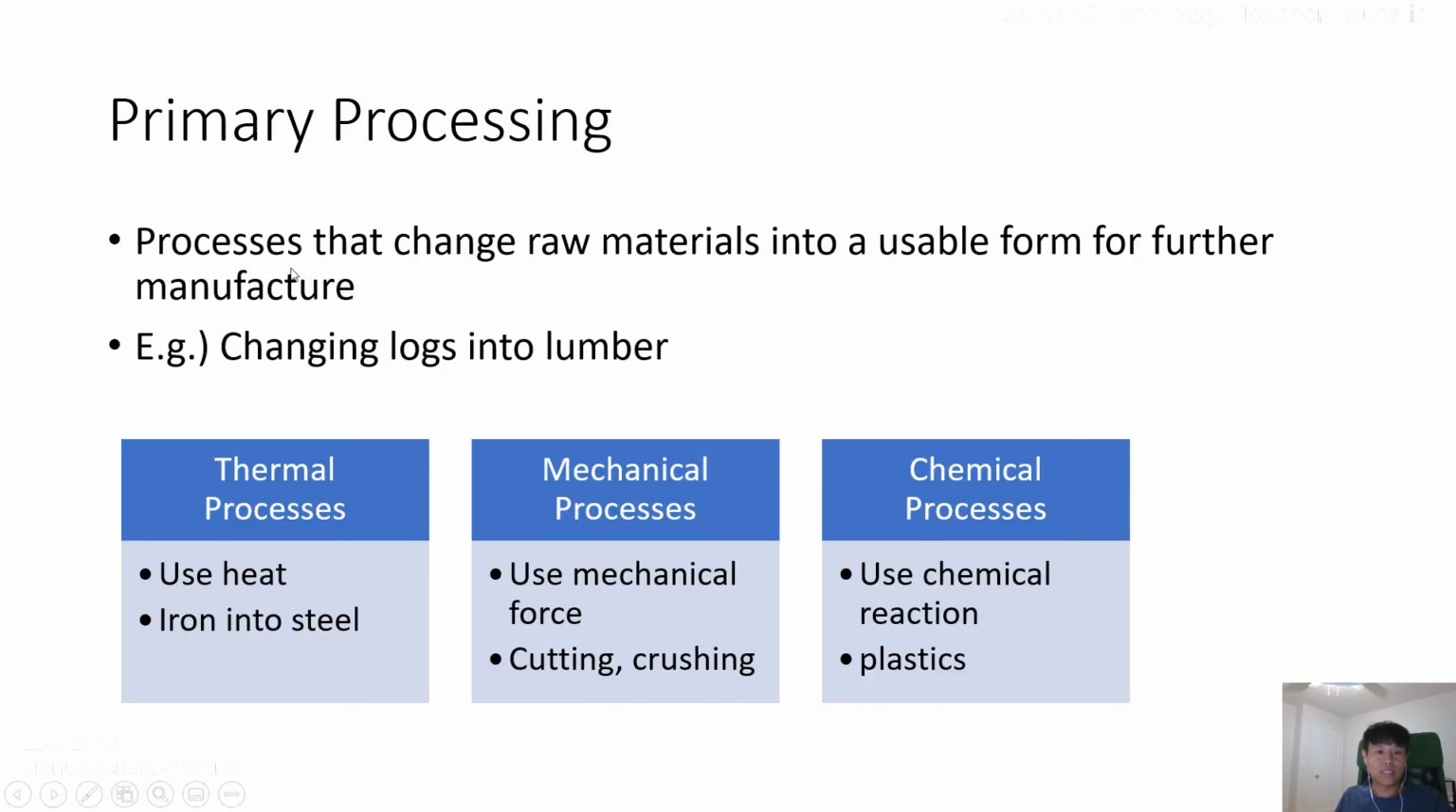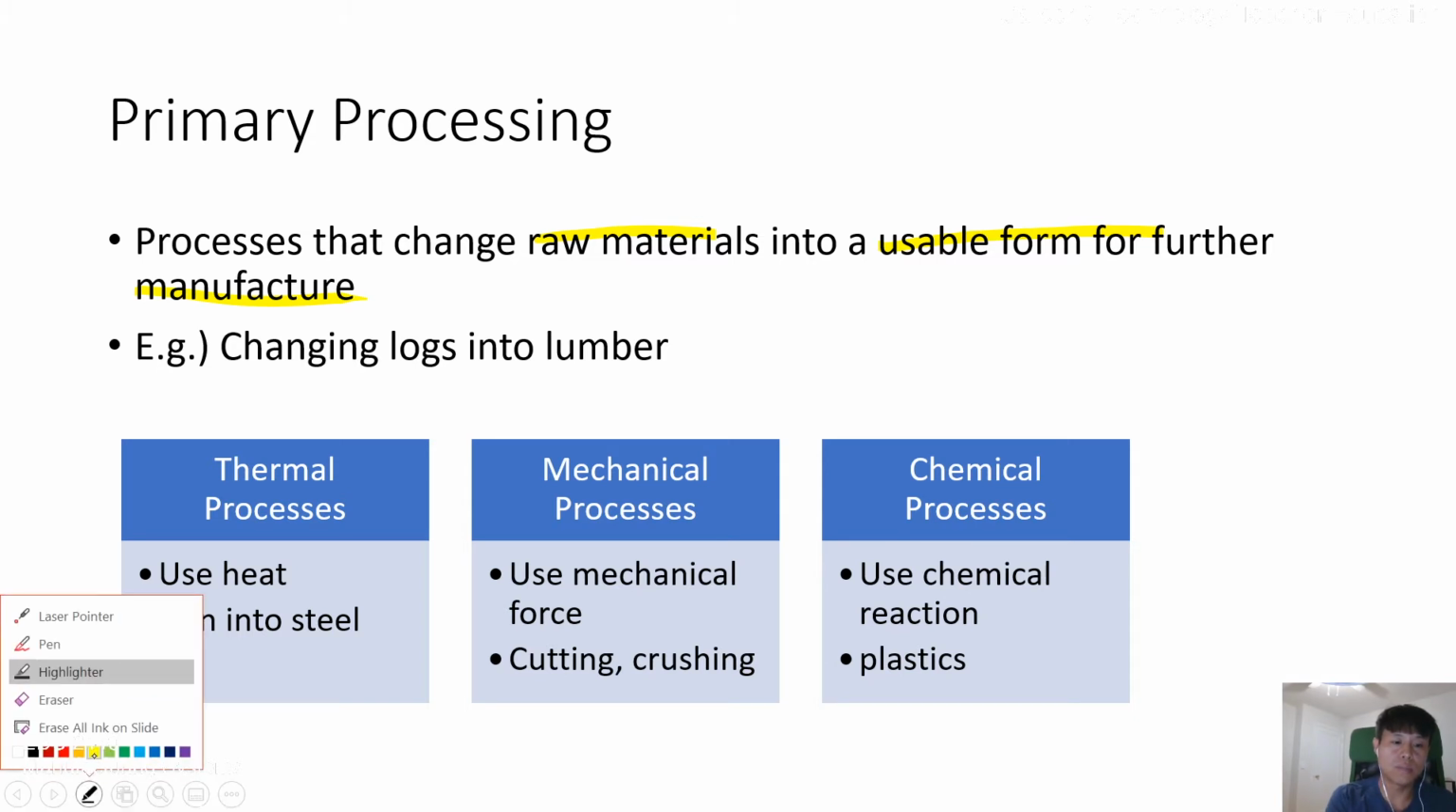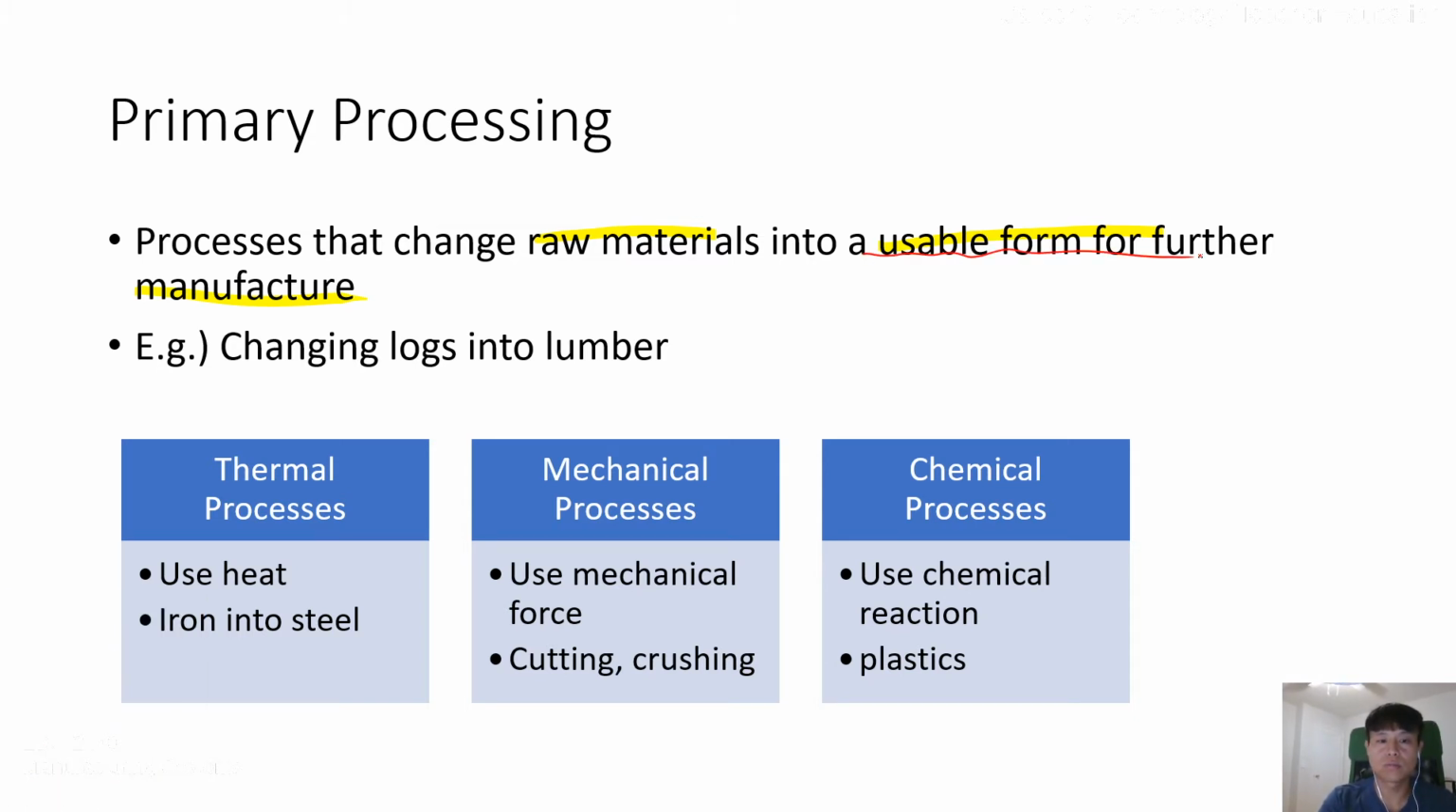And primary processing means a process that changes raw material into a usable form for further manufacturing, mostly industrial material. For example, changing a log into lumber is an example of primary processing. And primary processing mostly has three types of processes: thermal, mechanical, and chemical.